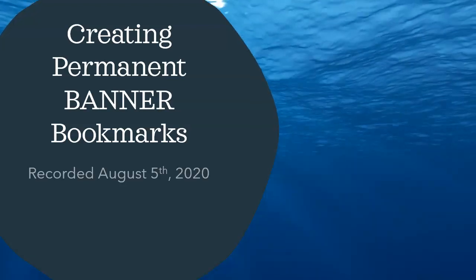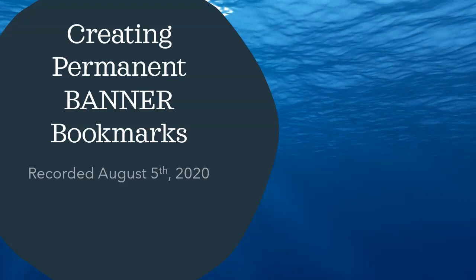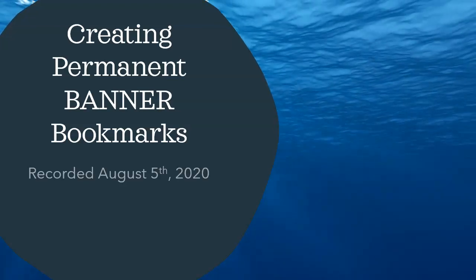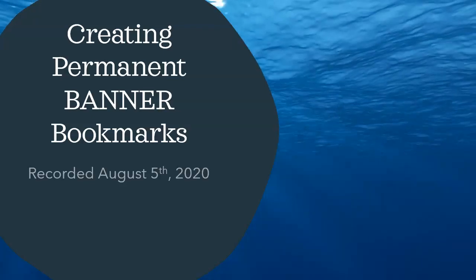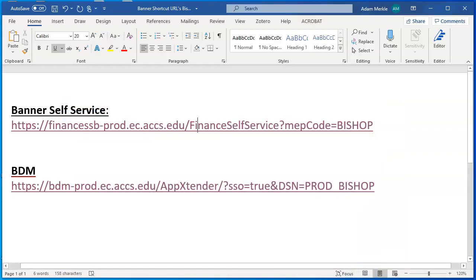The other reason you want to do this is because the automatic way to create bookmarks is going to save a link that will not be usable, and I'll show you what I mean when I say that. So first things first, there are two URLs that you're going to need to type or copy over, and they're listed right here. There's Banner Self-Service. This is the permanent link for Bishop State to Banner Self-Service, and this is the permanent link for Bishop State to Banner Document Management.